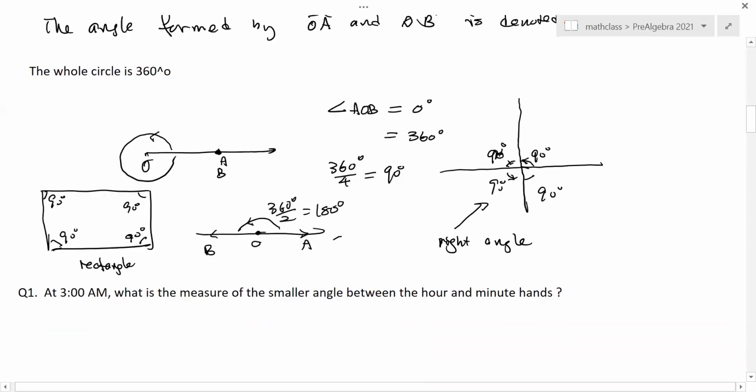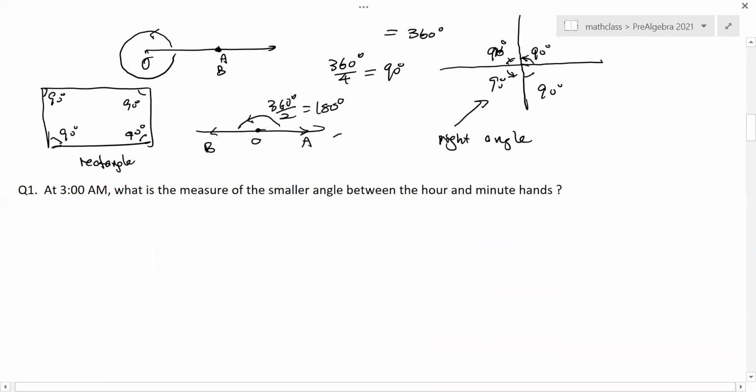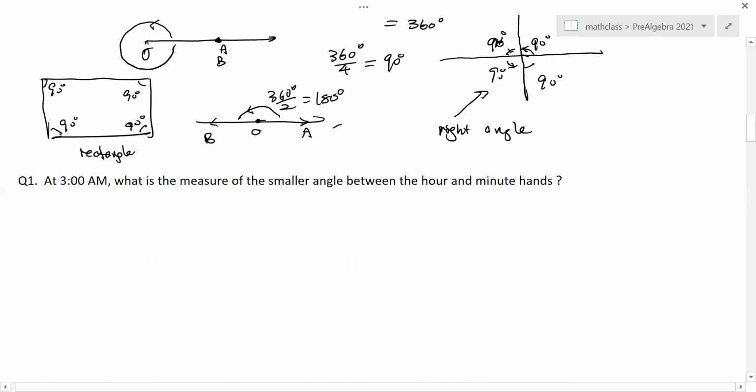All right. Now we're going to think about the clock. Let me draw the clock. 3 o'clock a.m. How do you measure? This is the hour hand, and this will be the minute hand. Remember, this is a 3. Here's a 1, that's 2, 4, 5, 6, and it's 12.